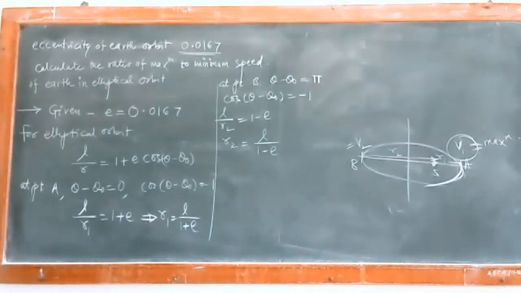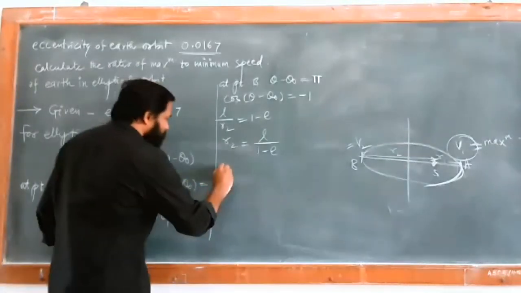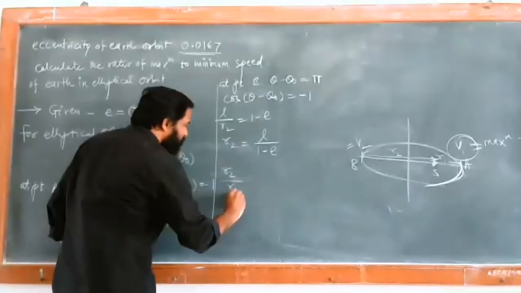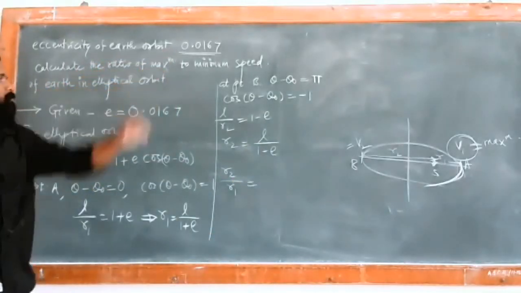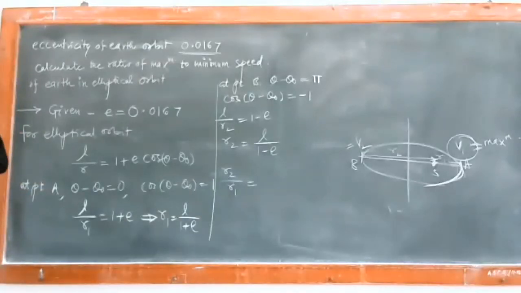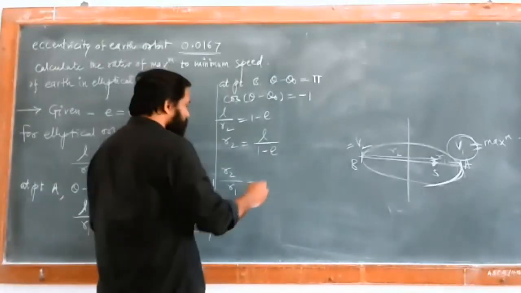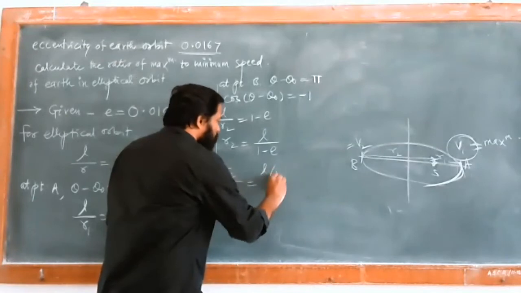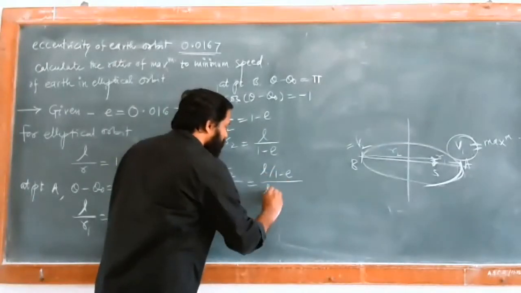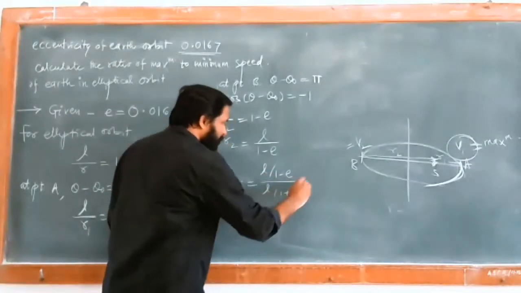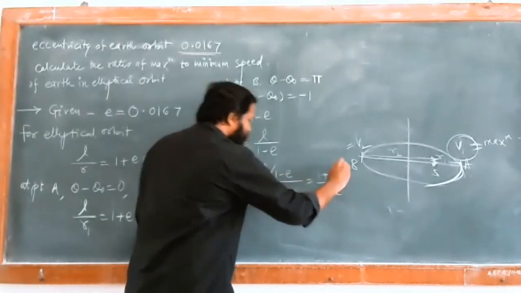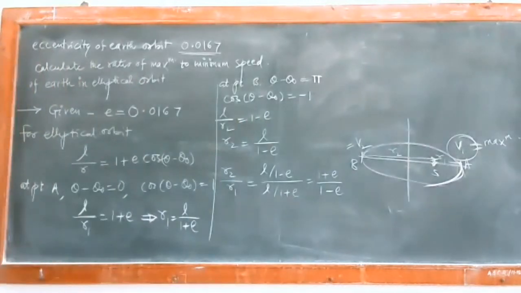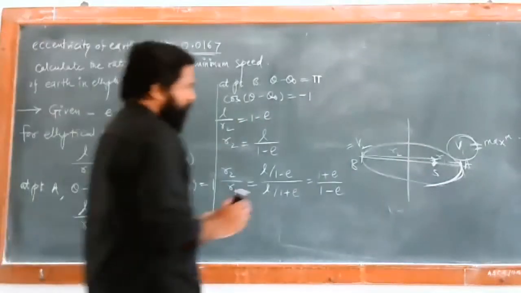So we'll take a ratio, that is R2 divided by R1. What are we asked? We are asked for the ratio of maximum to minimum speed. So R2 upon R1 is equal to L upon 1 minus e divided by L upon 1 plus e. L cancels, and you can write 1 plus e upon 1 minus e. So R2 upon R1 is equal to 1 plus e divided by 1 minus e.